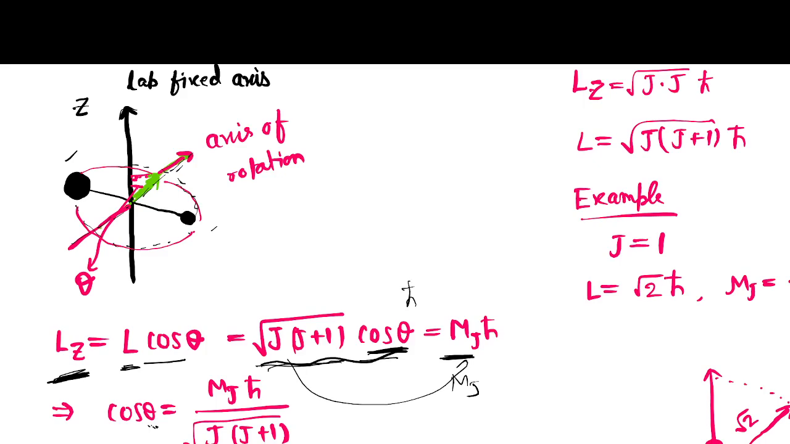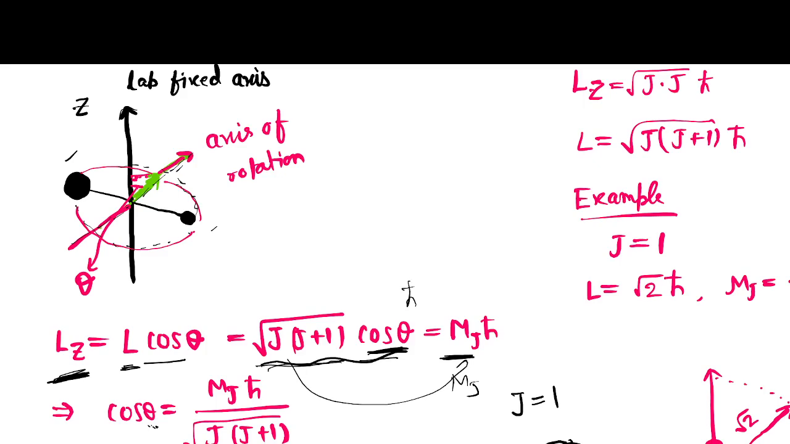What is the meaning of this 2j plus 1? What is the meaning of mj? Let's say we are in the j equal to 1 state. What will be the value of mj? It will be plus 1, 0, and minus 1. So we have three possible values of mj, meaning we will have three directions for the angular momentum.